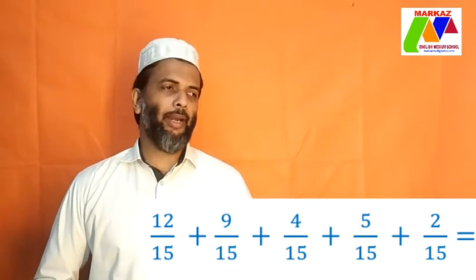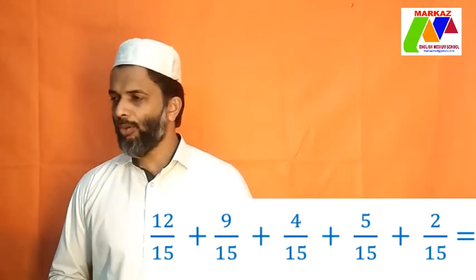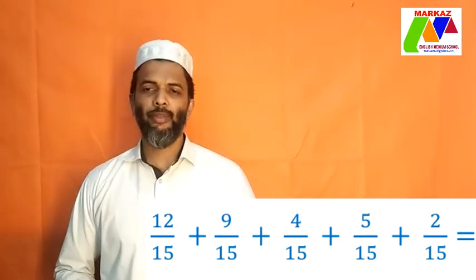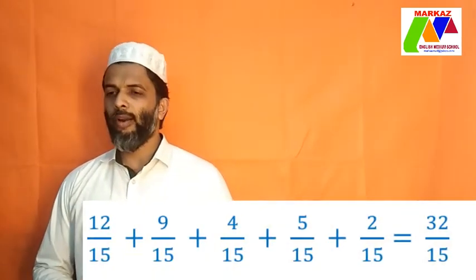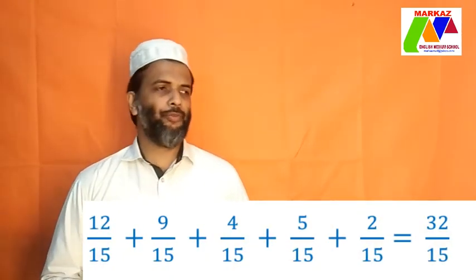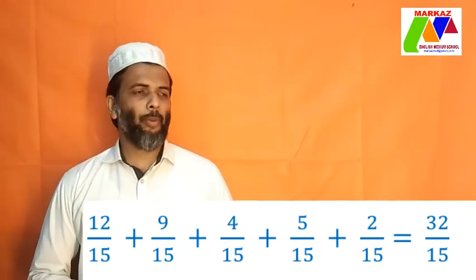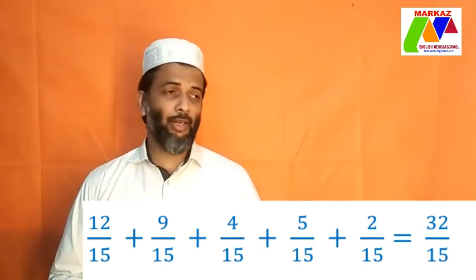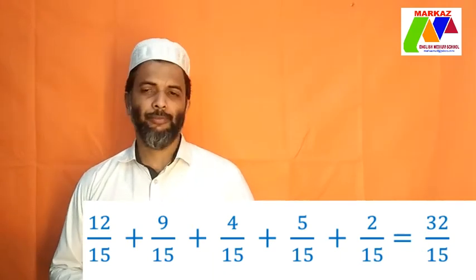So 12 plus 9 is equal to 21. 21 plus 4 is equal to 25. 25 plus 5 is equal to 30. 30 plus 2 is equal to 32. So our answer: 12 by 15 plus 9 by 15 plus 4 by 15 plus 5 by 15 plus 2 by 15 is equal to 32 by 15.